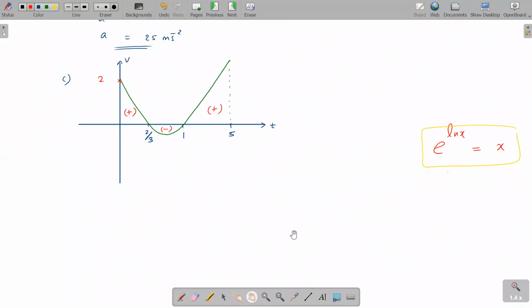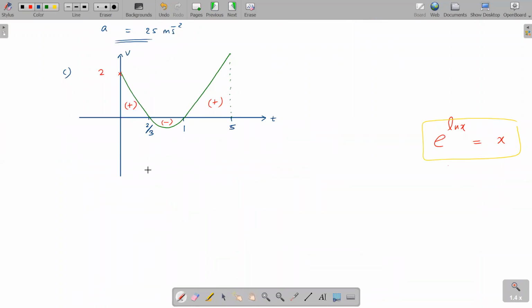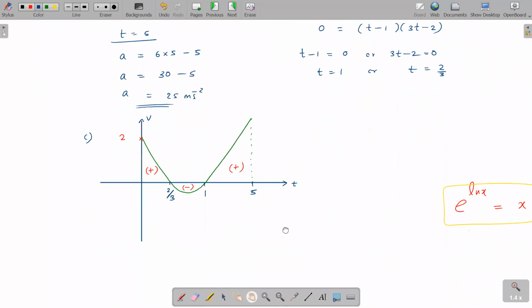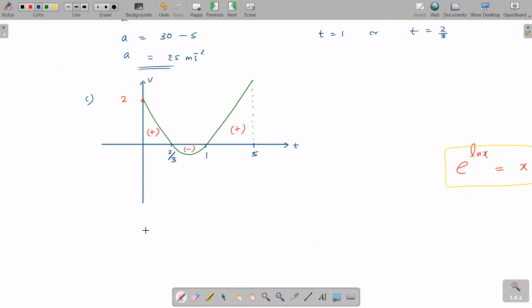Shall we integrate each part separately? Integrating the velocity function, what is it? 3t square minus 5t plus 2, right? So first you integrate this from where to where? The first integration, you can directly go for the integration limits. Limits are from where to where? First limit is from 0 to 2 over 3. Do you agree with me?